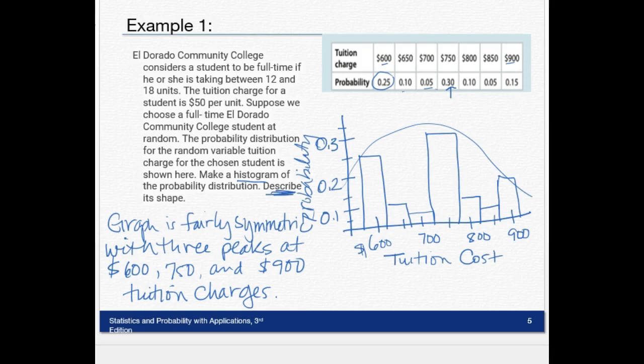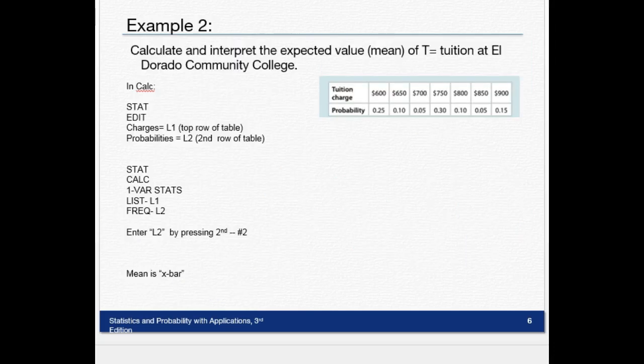All right? Number 2, calculate and interpret the expected value or the mean of the tuition at El Dorado Community College. So you're going to use your calculator for this. And I would encourage you to pause the video and write down these steps, and then I'm going to walk you through them with the calculator in a second. So pause the video, write them down, and then I'll show you the calculator.